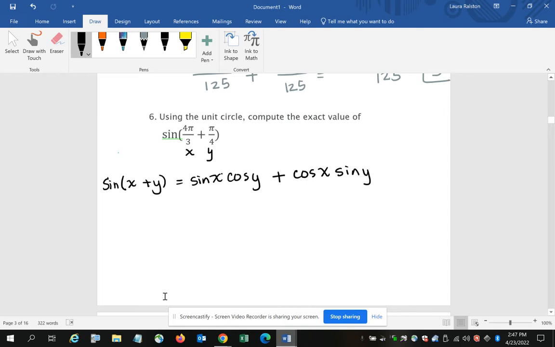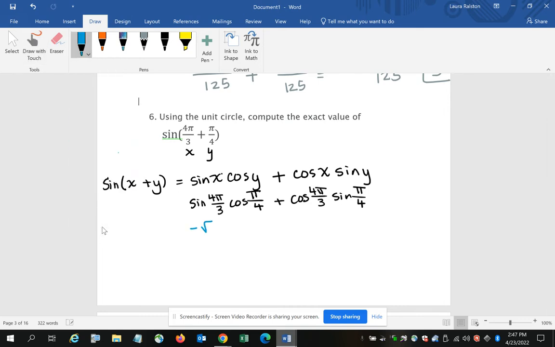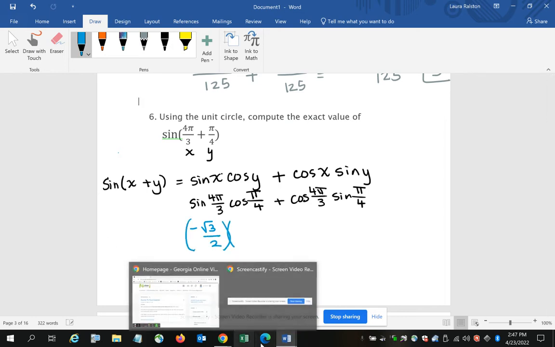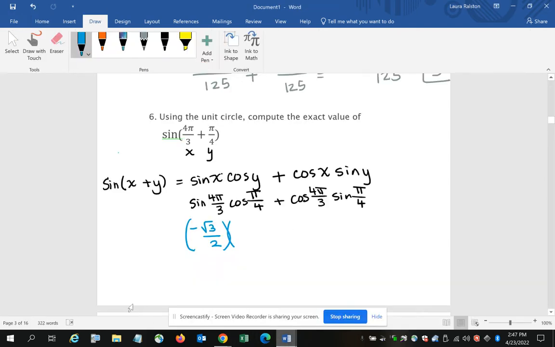Okay, so I'm going back over here. The sine of 4 pi thirds, so this would be the sine of 4 pi thirds times the cosine of pi fourths plus the cosine of 4 pi thirds times the sine of pi fourths. It may help you to put those numbers in there. Then you're going to read these from the unit circle. We just said the sine of 4 pi thirds is negative square root 3 over 2. Then I go back to the unit circle and I look for pi fourths. Pi fourths, the cosine is square root 2 over 2.